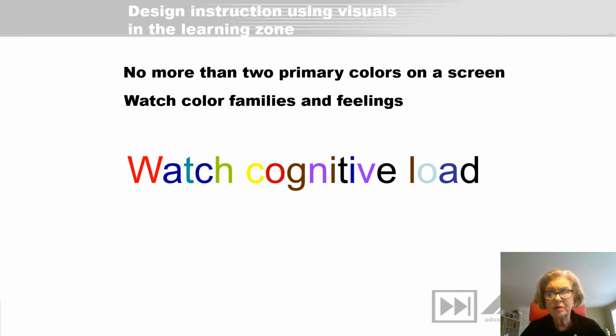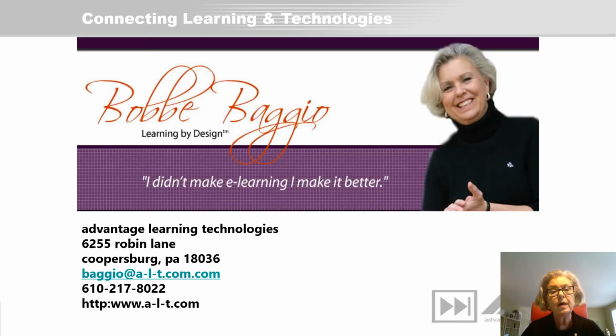And this is kind of a traditional example of people using a lot of different colors, and they think that that's awesome. But really, the more colors you use, the higher the cognitive load. And what do we do as human beings if the cognitive load is too high? We just tune it out.